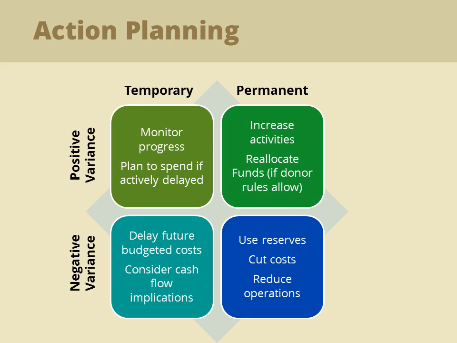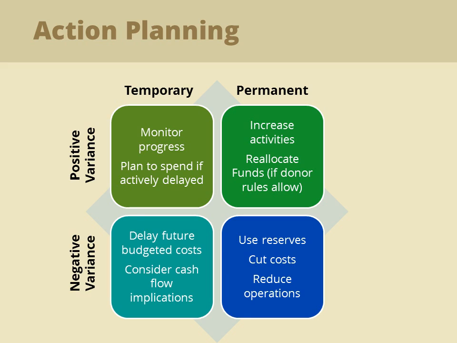When there is a positive temporary variance, you will want to monitor progress and plan to spend if activity is delayed. With a positive permanent variance, you will want to increase activities and reallocate funds if donor rules allow. When there is a negative temporary variance, you will want to delay future budgeted costs and consider cash flow implications. With a negative permanent variance, you'll want to use reserves, cut costs, and reduce operations.